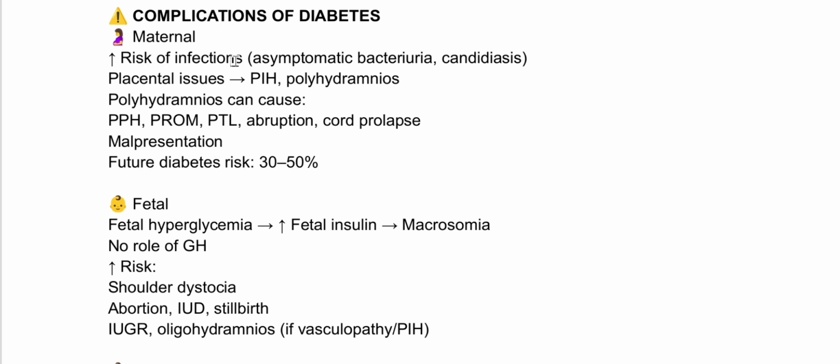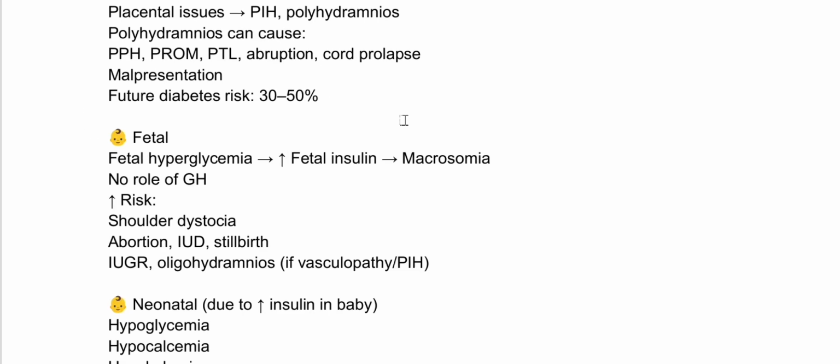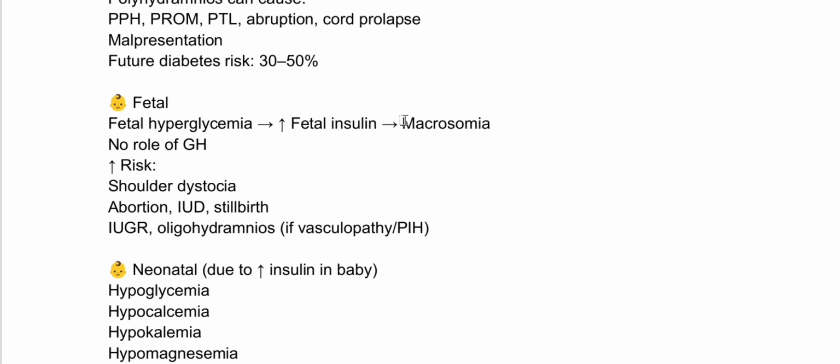So maternal risks are increased infection, placental issues, then polyhydramnios, which can cause PPH, PROM, PTL, abruption or cord prolapse, and malpresentation. In the fetus, in the case of fetal hyperglycemia, there is an increase in fetal insulin.